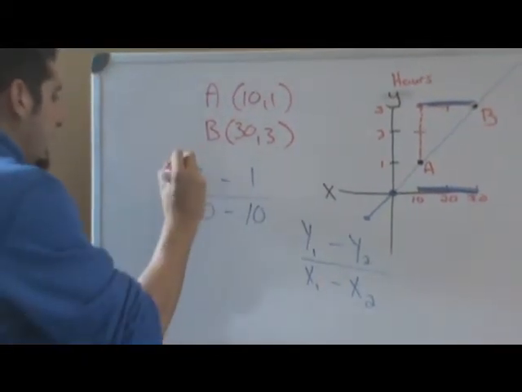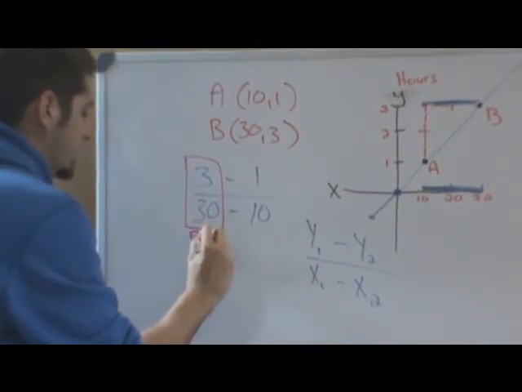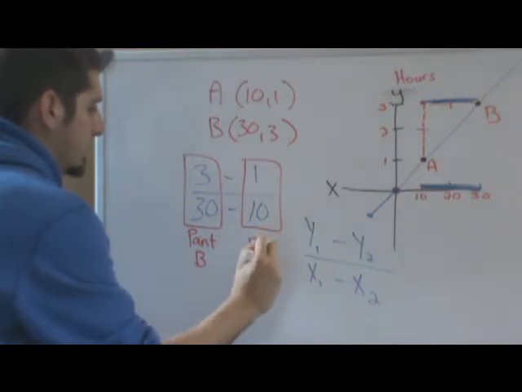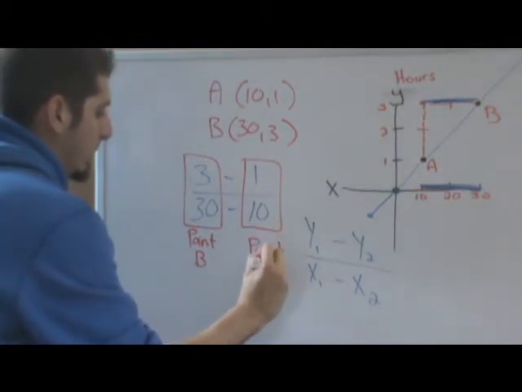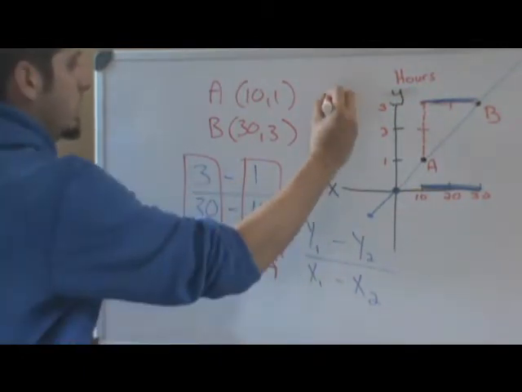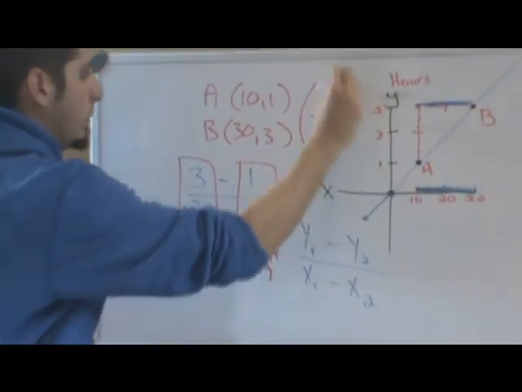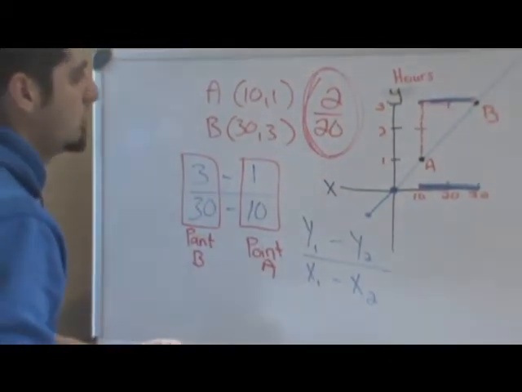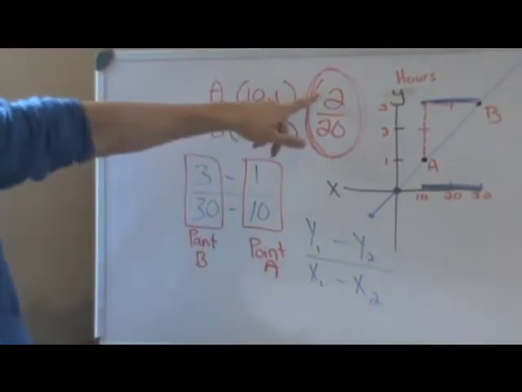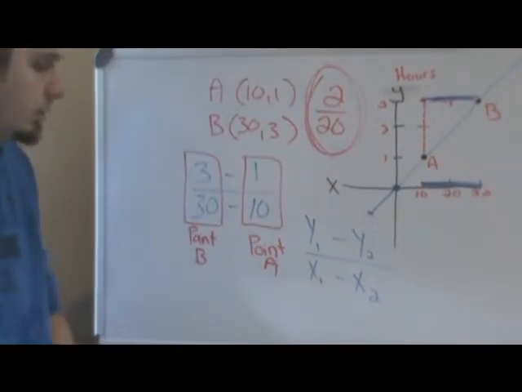So you can see that right here is point B, and right here is point A. Okay? If you do 3 minus 1, you get 2. 30 minus 10 is 20. So my slope, or my rate of change, is 2 over 20. Or if I want to reduce it, it'd be 1 over 10. For every 2 hours I work, I make $20. For every hour I work, I make $10.